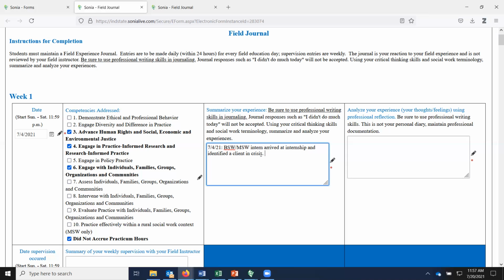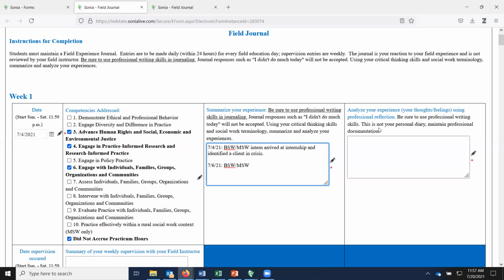Summarize your experience. Once you've done that, you can go on and do your next day, right? So if you were there also on 7-6, you can do this, and you can write the same thing, BSW or MSW student, and then whatever you did.